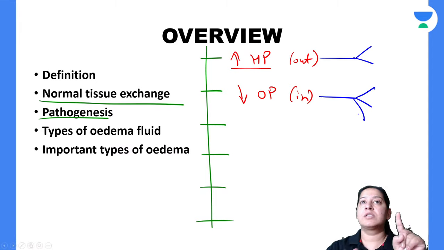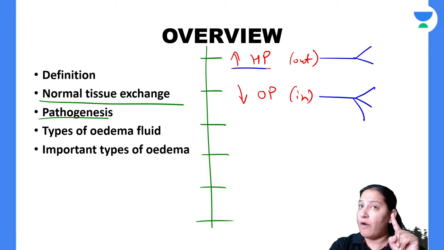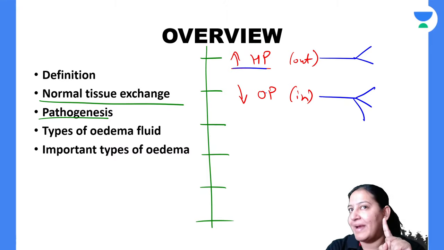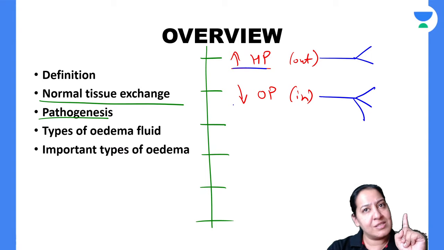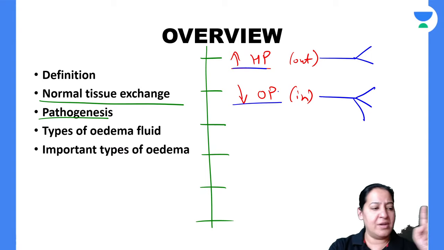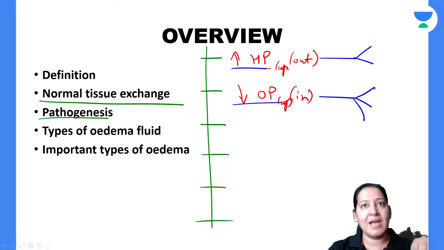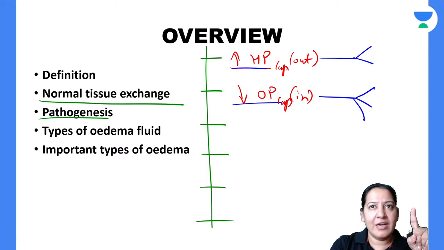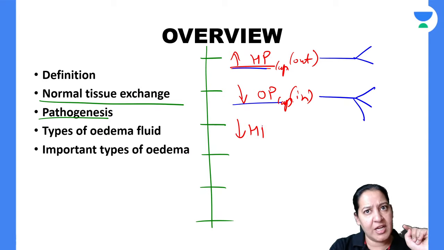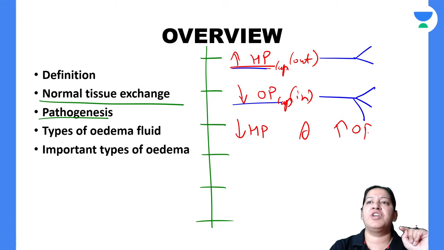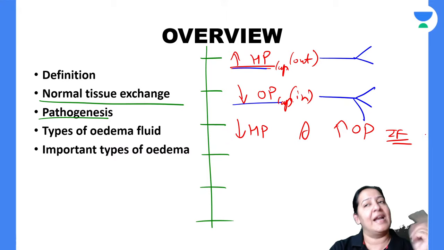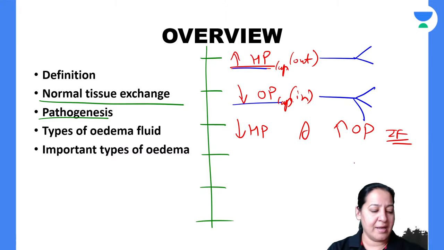So any cause which causes an increase in hydrostatic pressure of the capillary, I'm talking about major pressure, not minor, or any cause which causes a decrease in osmotic pressure of the capillary. I'm considering these 2 pressures for the capillary. That is the major one. If I talk about the minor one, it will be the opposite. That is not increased hydrostatic pressure, but decreased hydrostatic pressure and increased oncotic pressure of the interstitial fluid. That is minor, right? That can also lead to edema. Yes or no? Agreed or not agreed? Tell me. Yes. So these are the 3 causes.